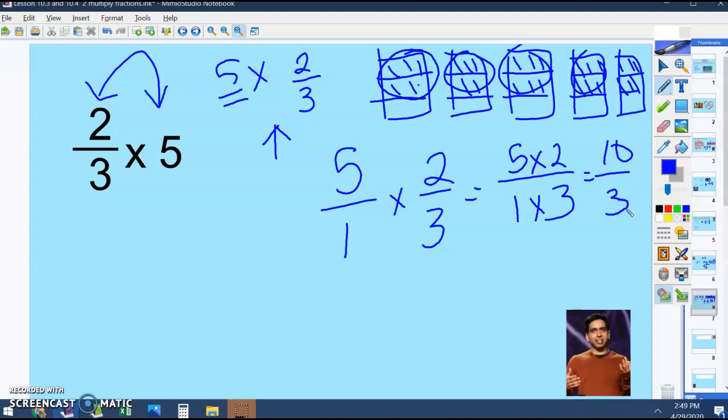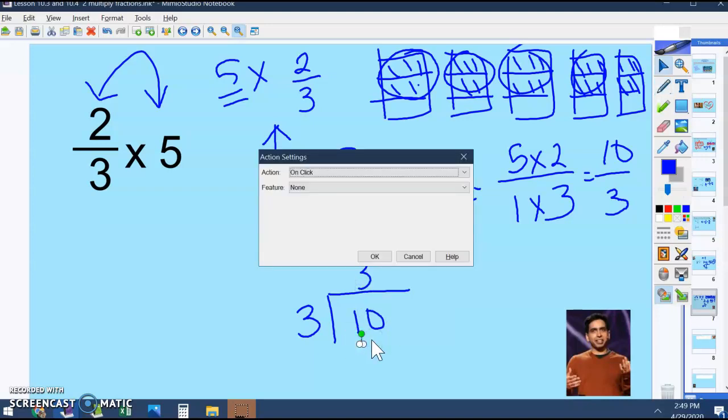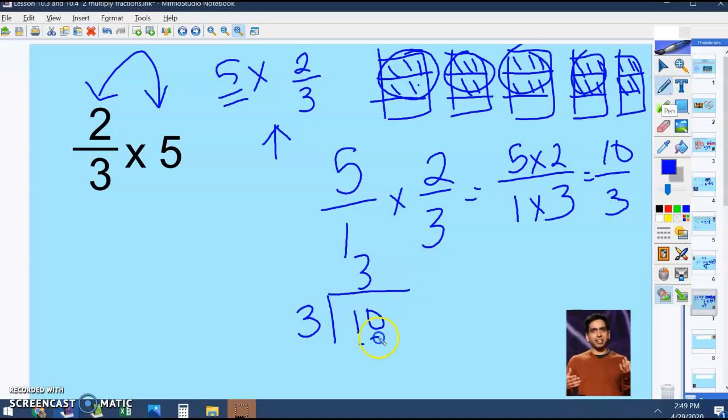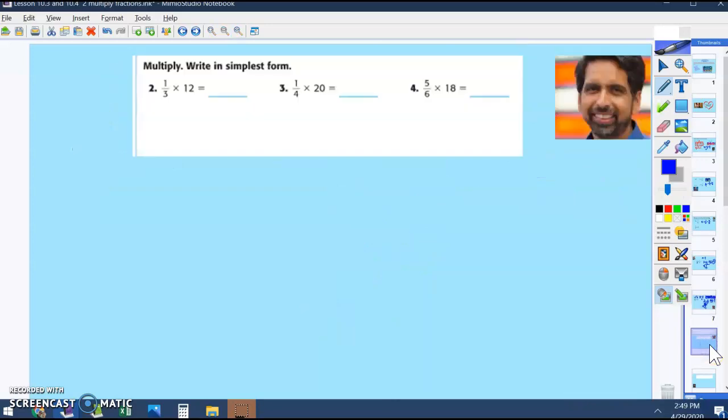It is improper because the numerator is larger than the denominator. So then I need to divide. So I could ask myself, how many groups of 3 are in 10? There are 3 groups of 3 in 10. So 3 times 3 is 9. Subtract to get 1. So I have 1 as my remainder, and 3 is my denominator. So 3 and 1/3.